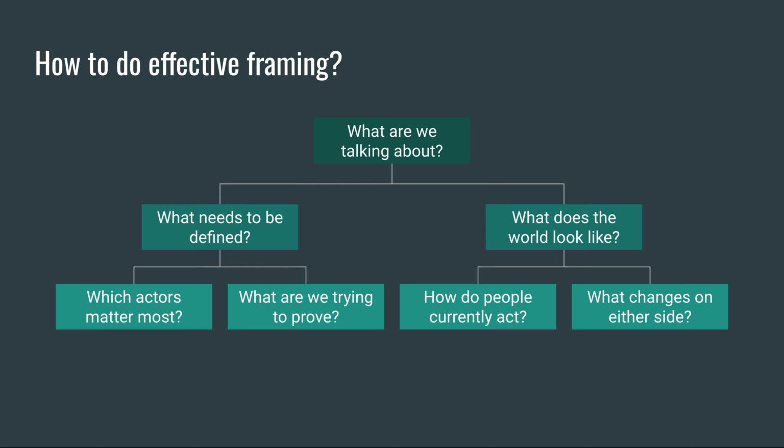You first want to answer the overall question of what are we talking about. Then you're going to go into the sub-question. What needs to be defined within the motion? What does the world look like? Which actors matter most? What are we trying to prove? How do people currently act? And what changes on either side?